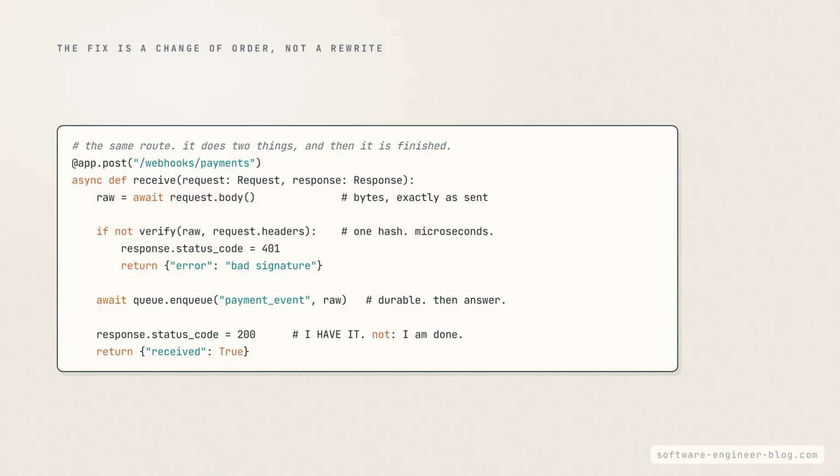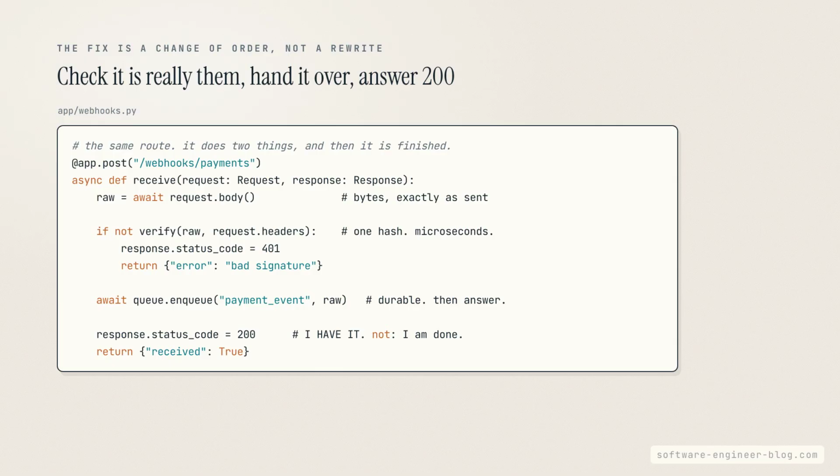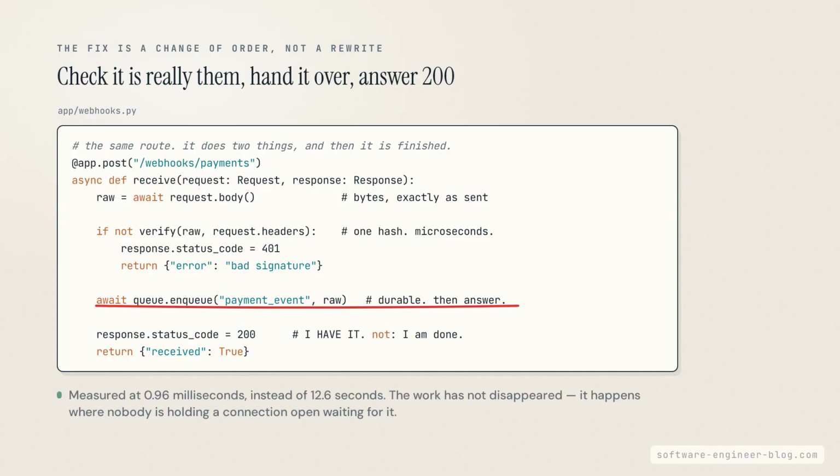So here is the fix, and it is a change of order, not a rewrite. Read the raw bytes of the body. Check the signature, which is 1 hash and takes microseconds. If it is not really them, refuse it. If it is, put those bytes on a queue and return 200 immediately. That is the entire handler. The work has not disappeared. It happens a moment later in a worker where nobody is holding a connection open waiting for it. I measured this version at about 1 millisecond instead of 12.5 seconds.